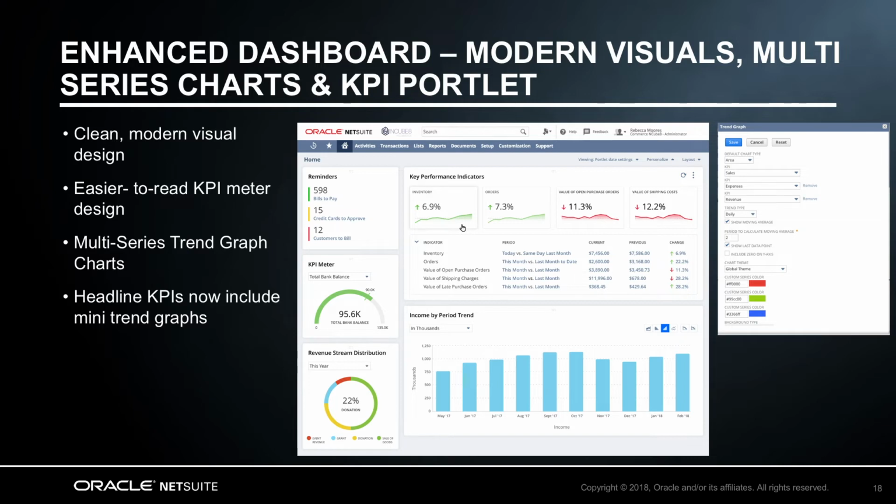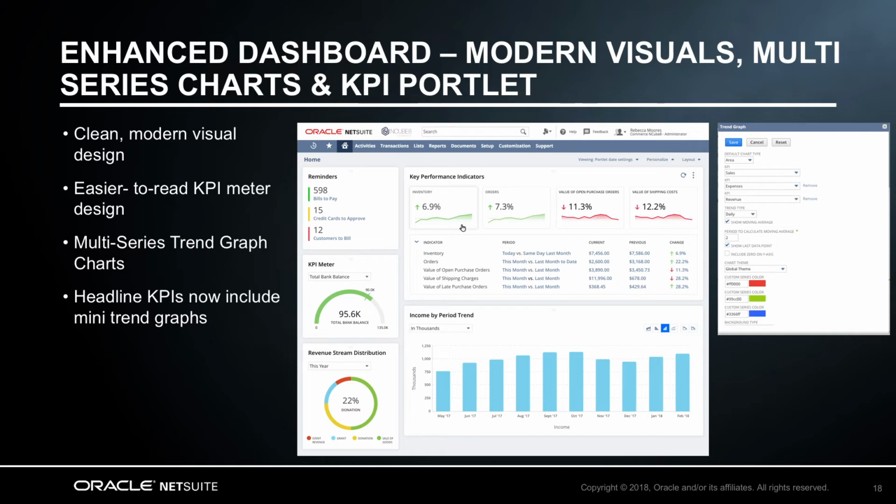The clean, more modern visual design makes it faster and easier to consume key business insights at a glance, including a redesigned KPI meter. You can now display multi-series charts and trend graph portlets, comparing up to 3 KPIs, both standard and custom. The headline KPIs are more bold and distinct, including a mini trend graph, enabling you to act quickly on insights.